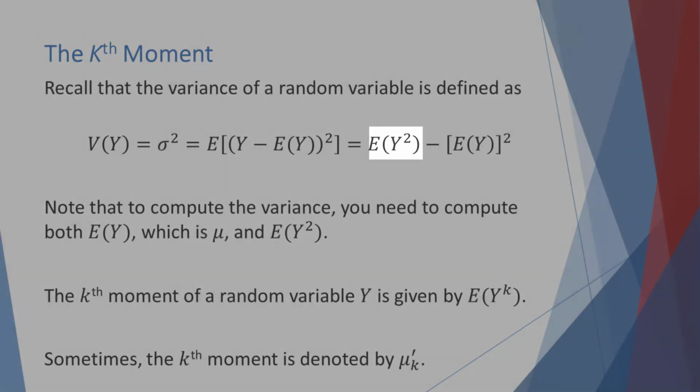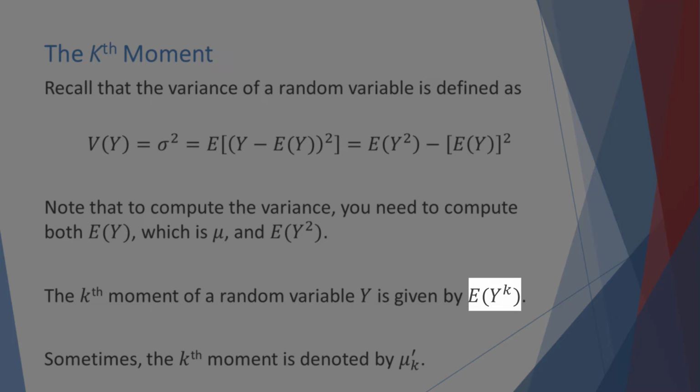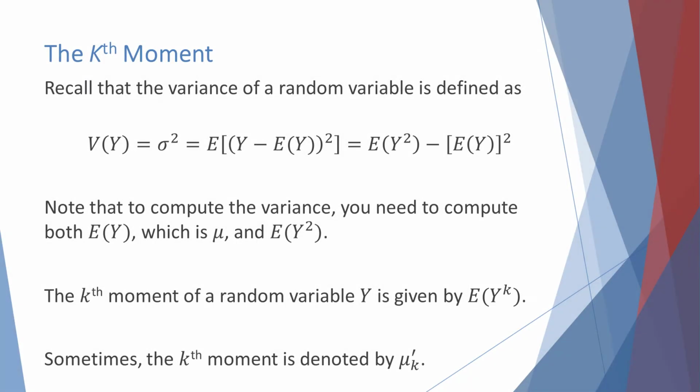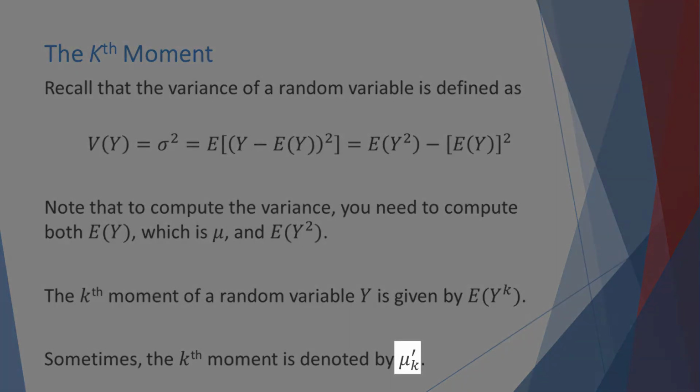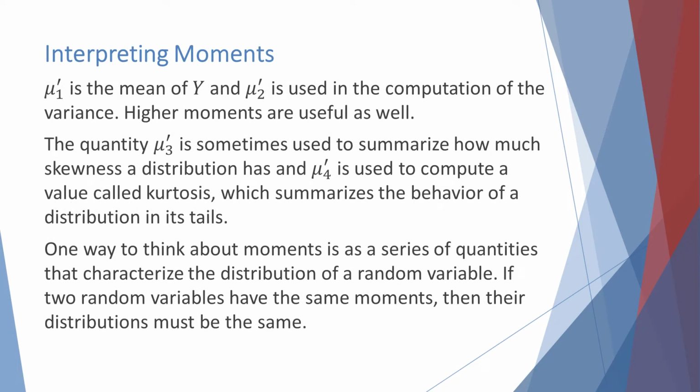Now the kth moment of a random variable Y is given by E(Y to the k). And sometimes we'll write the kth moment as mu sub k prime. Now mu1 prime, the first moment, which is E(Y), is the mean of Y. And mu2 prime, the second moment, which is E(Y squared), is used in the computation of the variance. Higher moments are useful as well.